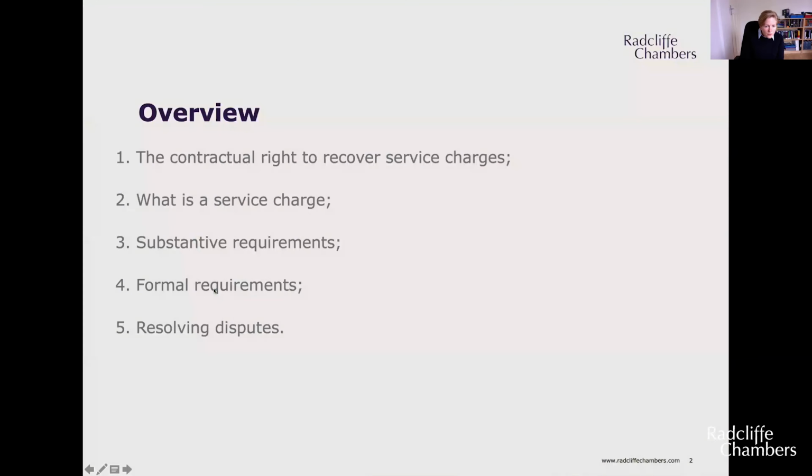So my talk is going to cover 5 broad areas. Firstly, we're going to think about the contractual right to recover service charge. Secondly, we'll think about what is a service charge, what's the definition. Third and fourth, we'll look at the substantive requirements and then the formal requirements of service charge. I don't think that's a taxonomy that's used more widely in the literature or the case law. I think that's probably something that I've just fabricated for the purposes of today. And then fifth, we will have a think about resolving service charge disputes and some practical tips when doing those.